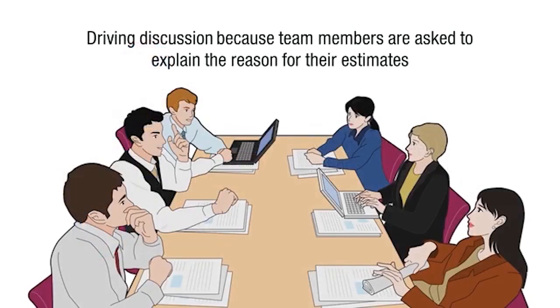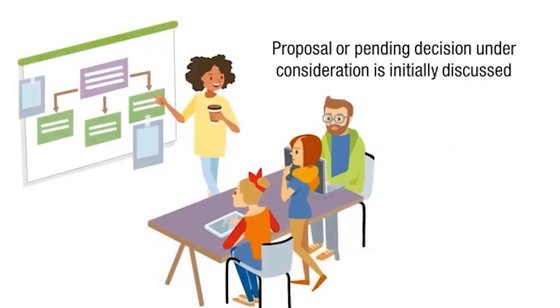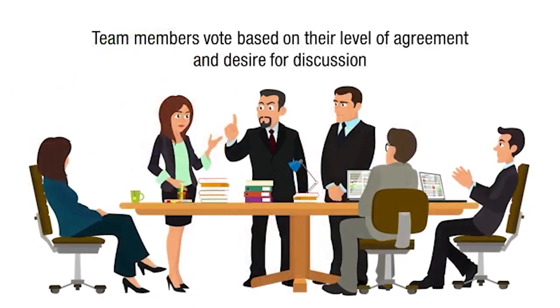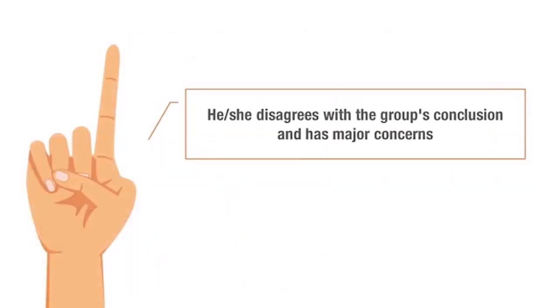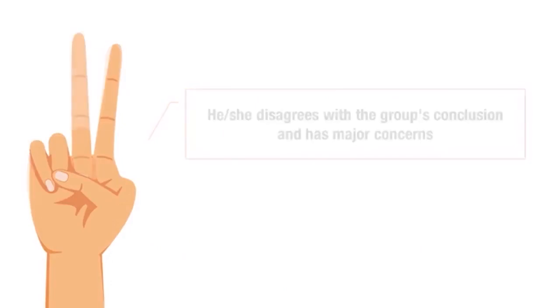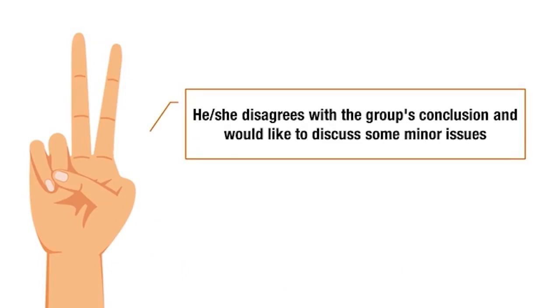Used as a general consensus building technique, the proposal or pending decision under consideration is initially discussed. Then, the team members vote based on their level of agreement and desire for discussion. If a team member raises one finger, it means he or she disagrees with the group's conclusion and has major concerns. If a team member raises 2 fingers, it means he or she disagrees with the group's conclusion and would like to discuss some minor issues.